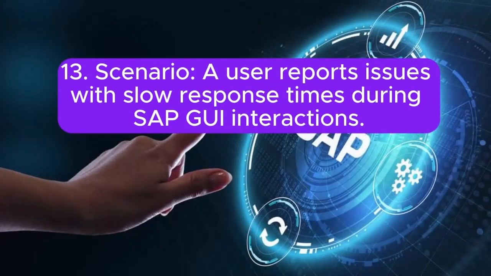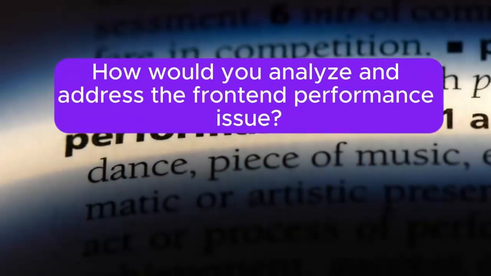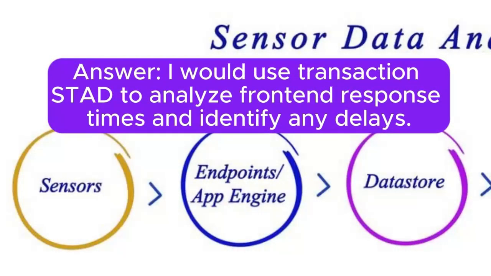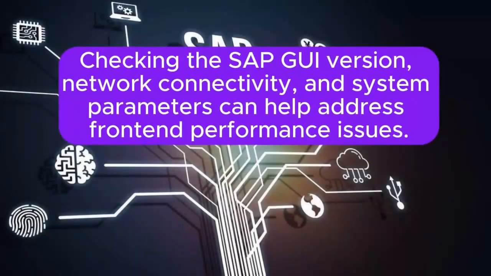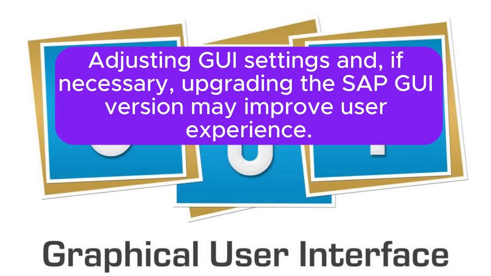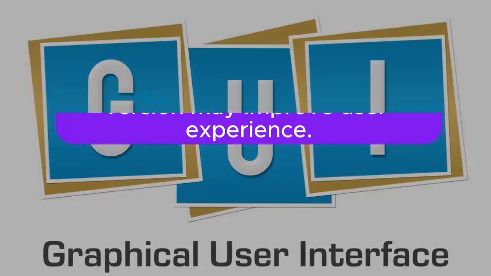13. Scenario: a user reports issues with slow response times during SAP GUI interactions. How would you analyze and address the front-end performance issue? Answer: I would use transaction STAT to analyze front-end response times and identify any delays. Checking the SAP GUI version, network connectivity, and system parameters can help address front-end performance issues. Adjusting GUI settings and, if necessary, upgrading the SAP GUI version may improve user experience.